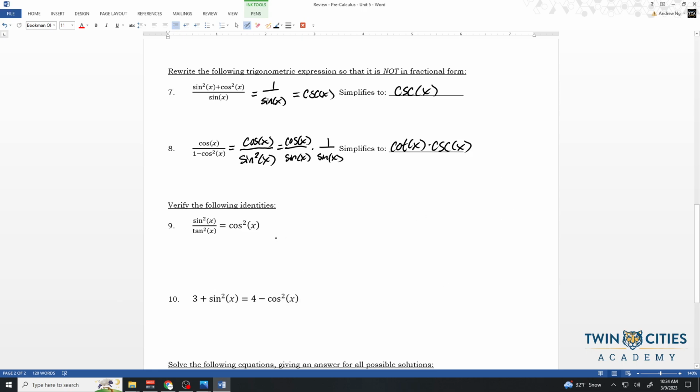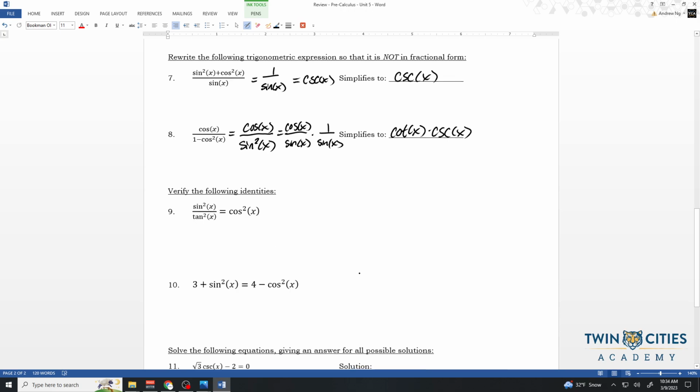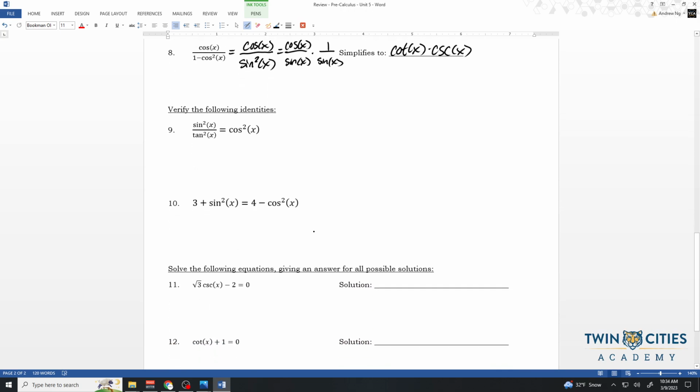For 9 and 10, we are verifying that the following are identities. Typically what I do is I pick one side, and more often than not, I would pick the side that looks more complicated. And I try to simplify that or work with that to try and match that to whatever the other side says. So for number 9, I see that I've got sine squared over tangent squared. I'm going to see if I can rework this so that it is the same as cosine squared of x.